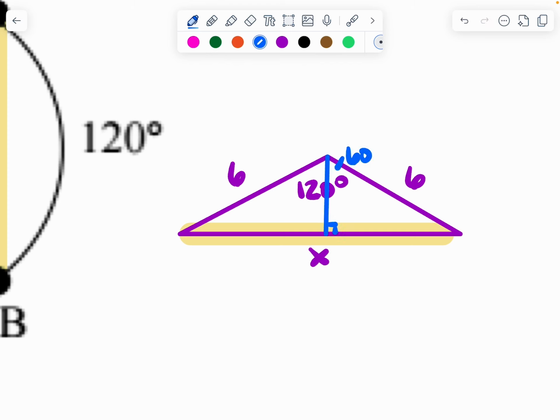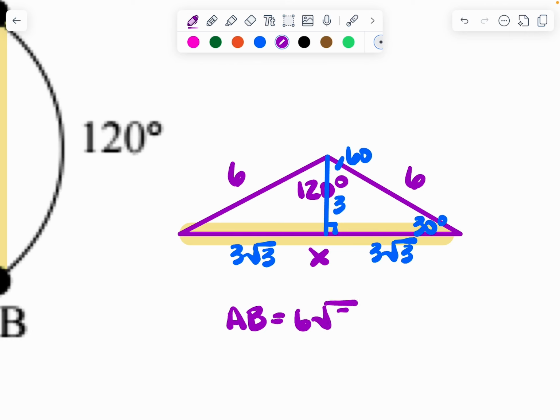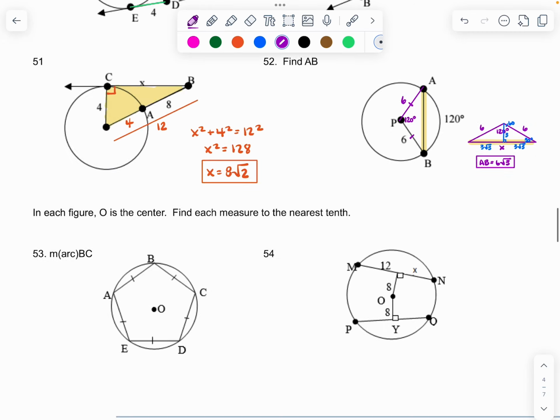Here we go. So that's going to make a 30, 60, 90 triangle, which means my short leg is 3, which means this is 3 root 3. And if that side is 3 root 3, then this side is 3 root 3, which means AB, or x, is 6 root 3. Voila.